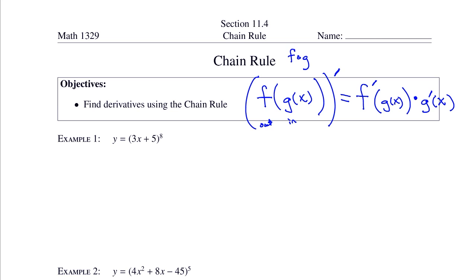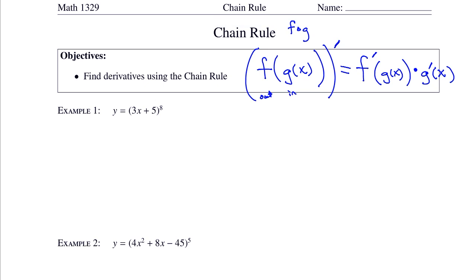Let's look at example number one. Do you see an inside function and an outside function? What is the inside function? 3x plus 5. What is being done to the 3x plus 5? 8th power. So the outside function is x to the 8th. You are taking something to the 8th power. Suppose the outside function is the 8th power function. How do you take the derivative of x to the 8th? The derivative of x to the 8th is 8x to the 7th.